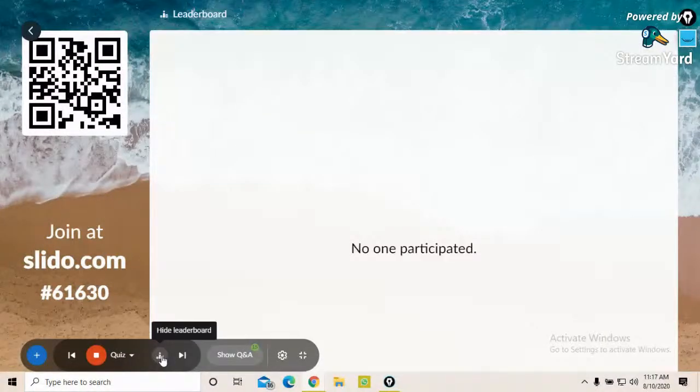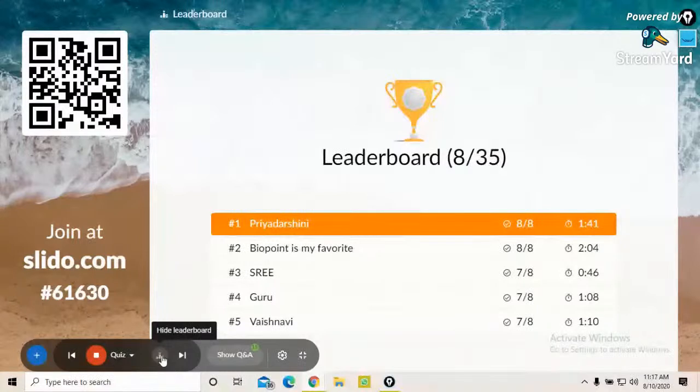Yes, we have Priyadarshini, 1 minute 41 seconds. Then Biopoint is my favorite, 8 on 10 after a long time back, 2 minutes 4 seconds. Time difference makes it second. Then Shri 7 on 18, then Guru 7 on 18, Vaishnavi 7 on 18. Simple questions. There are certain students who are clicking the wrong answers without even looking.